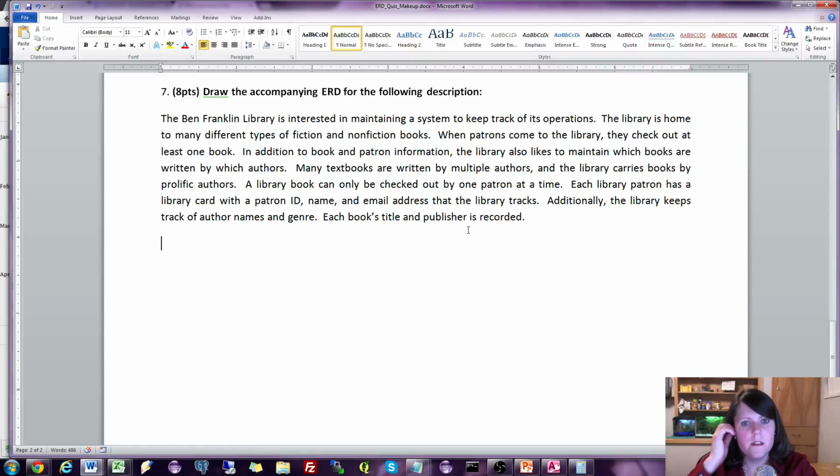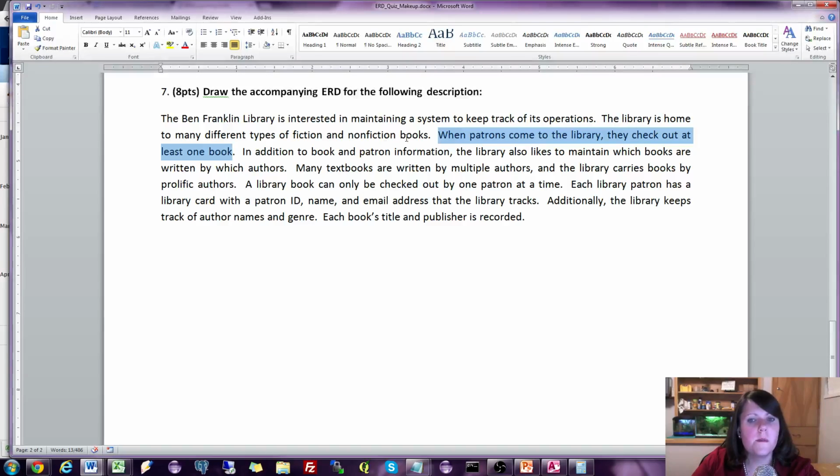Okay, so draw the accompanying ERD. So we've got the Ben Franklin Library is interested in maintaining a system to keep track of its operations. The library is home to many different types of fiction and nonfiction books. So when patrons come to the library, they check out at least one book. Okay, so right here, you're thinking already, well, this is relationship information.